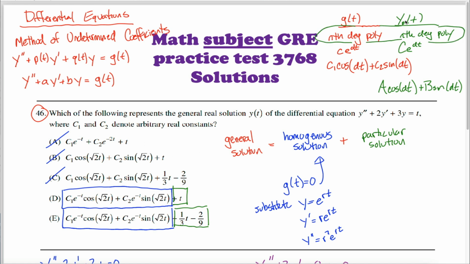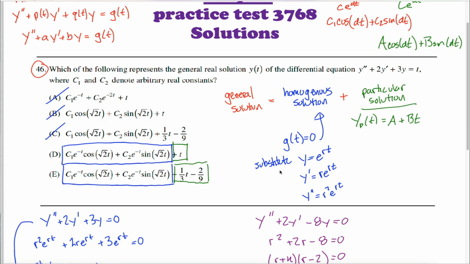What that means is our guess for the particular solution will just be an arbitrary first degree polynomial. So right here maybe, y p of t for the particular solution is equal to a plus bt, right? First degree polynomial. All I got to do is solve for a and b. How am I going to do that? Well, I'm going to figure out the first and second derivatives.